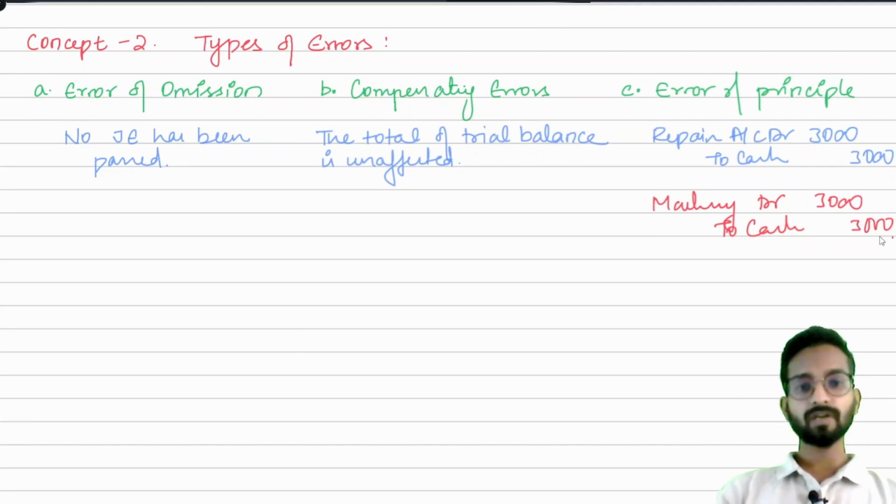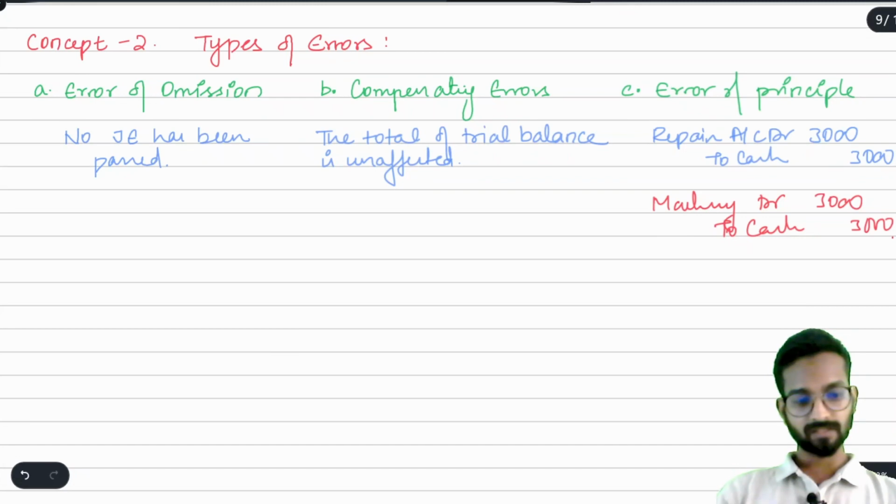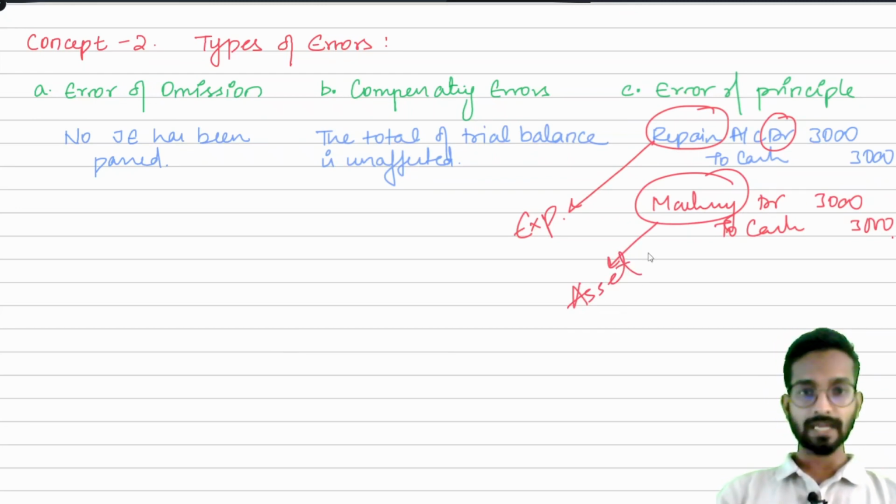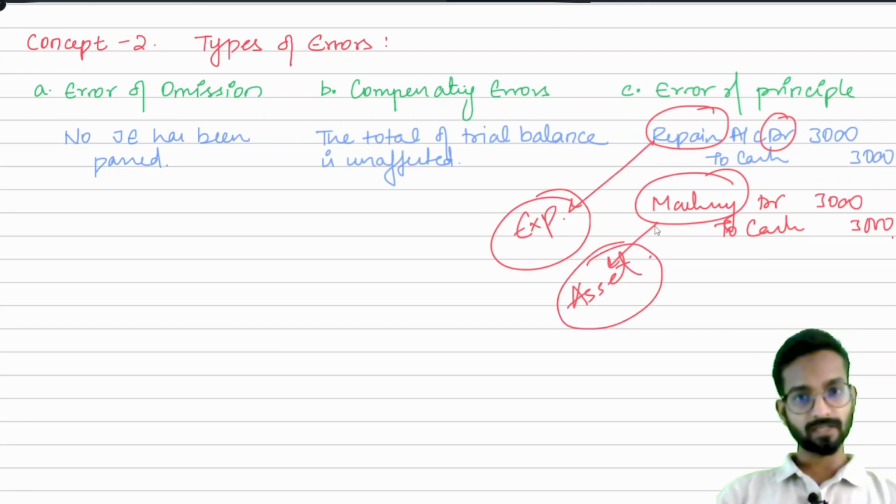Sir, but why is it called error of principle? Understand this. This is error of principle because repairs is expense. You should have debited the expense, but what you have debited? You have debited the asset. Understood? That's why it is called as error of principle. You were supposed to debit the expense, but you are debiting asset only. So that is wrong. Understood?